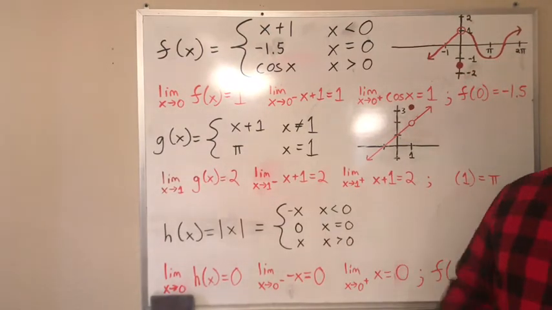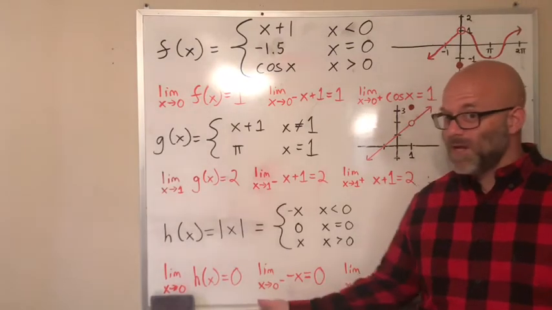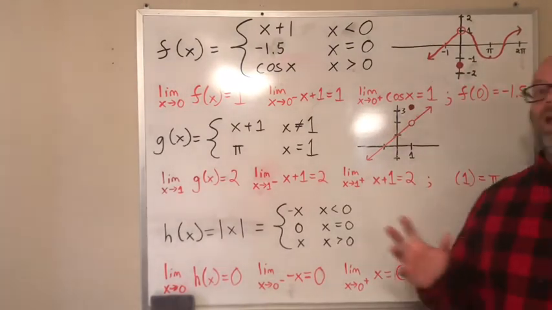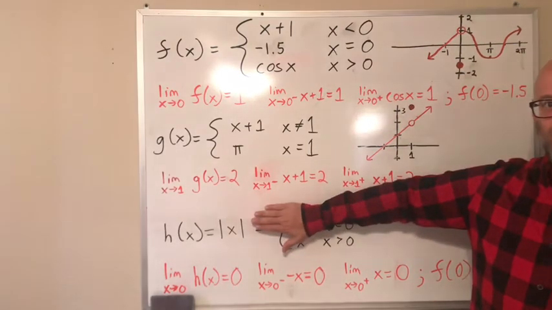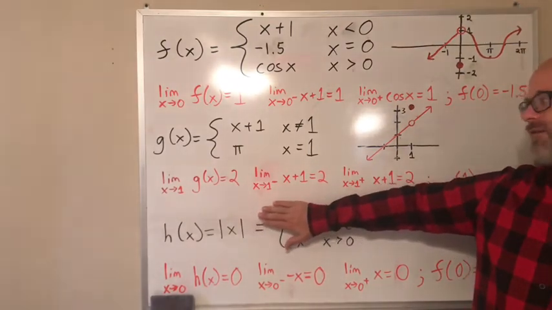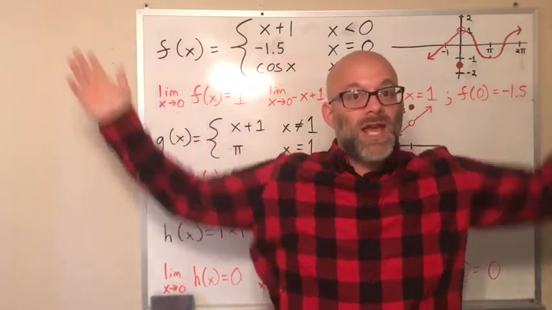Here's a third function. What type of function is it? Piecewise defined function. What's its name? H. Now, if it was just written like this, h of x equals the absolute value of x, and I asked you what the shape of the graph is, you'd probably all tell me it's the V that goes through the origin, and you'd be correct.